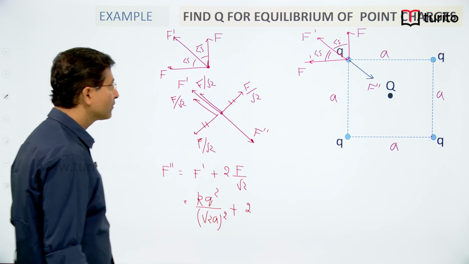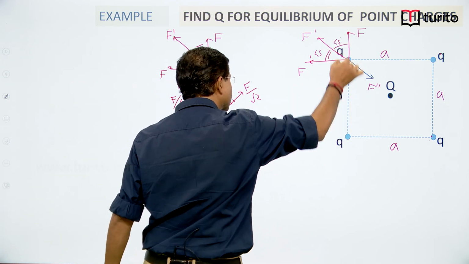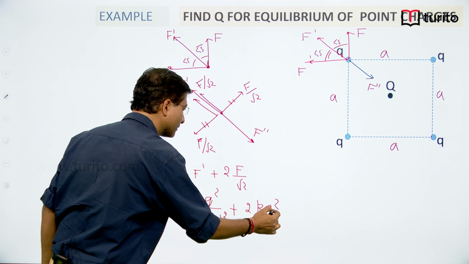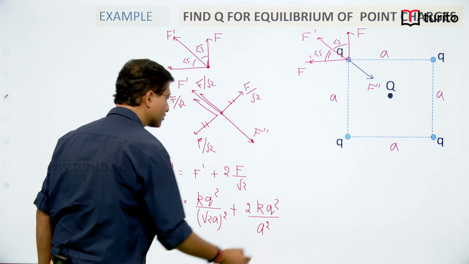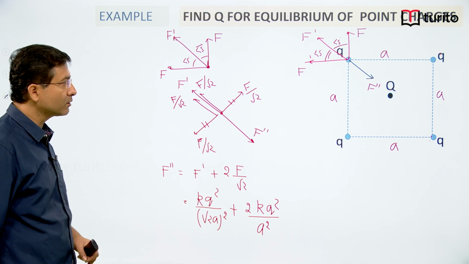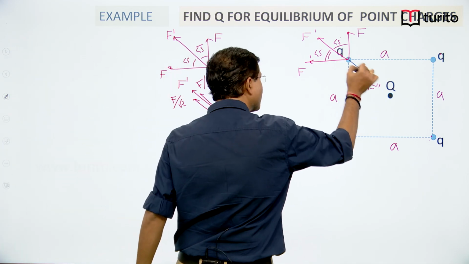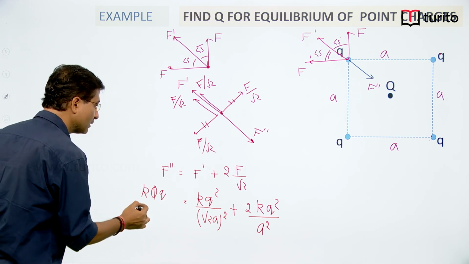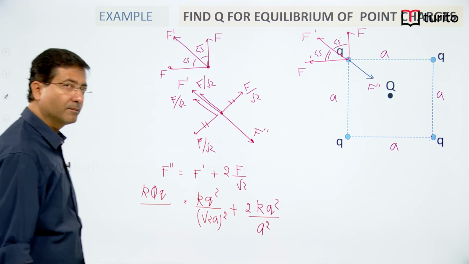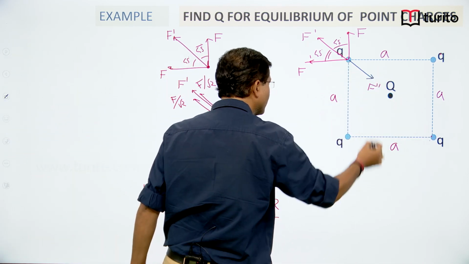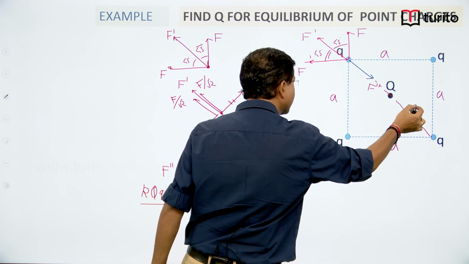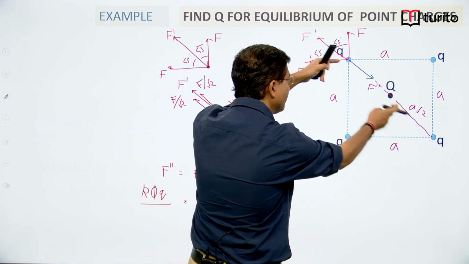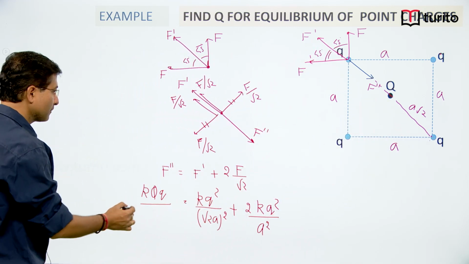F, what is this force? Separation is now a. So k q square divided by a square, and F double dash is what? Force on this one by this one, right. So k Q q divided by the separation between them. This total distance will be a root 2 from here to here, and half of that will be a by root 2. So I can write a by root 2 here.